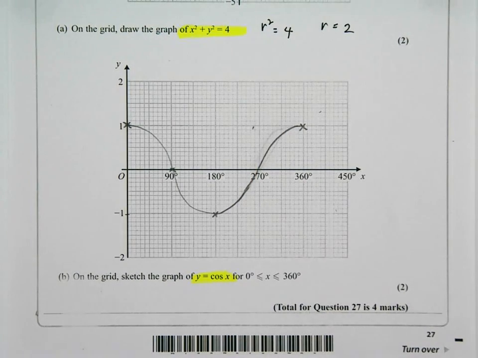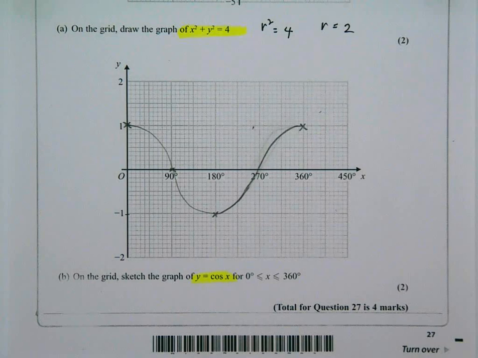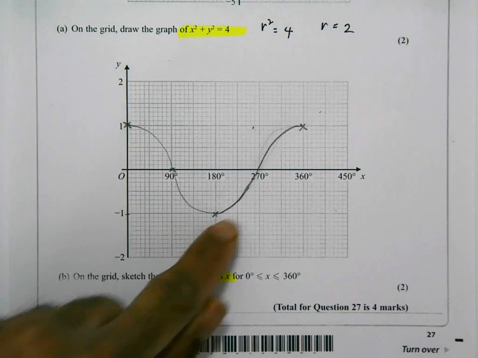Now you need to make sure you're familiar with the shape of the cosine graph, the sine graph, and the tan graph. And if they ask you to draw any of those, you could just draw the graph. You know a couple of key points, right? And you know what the picture looks like. Okay.